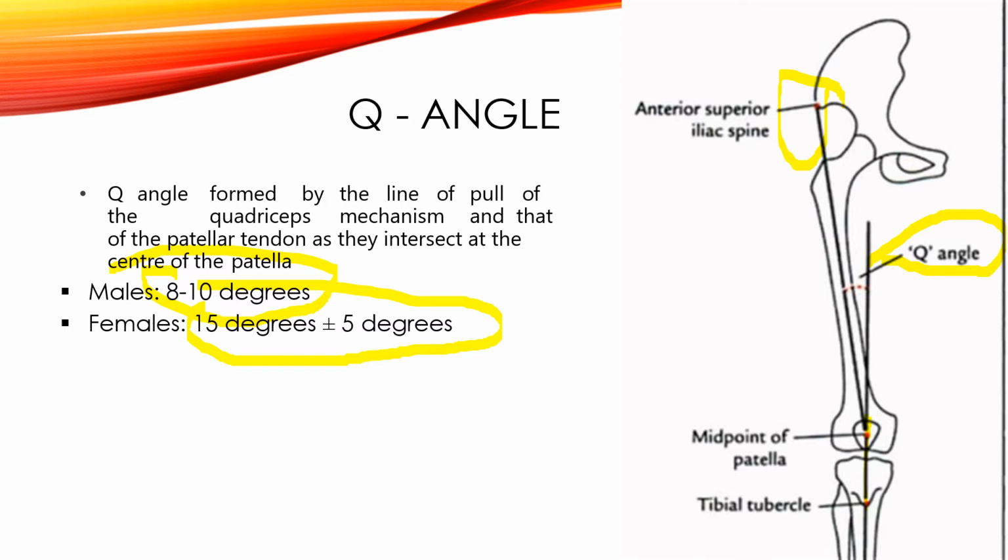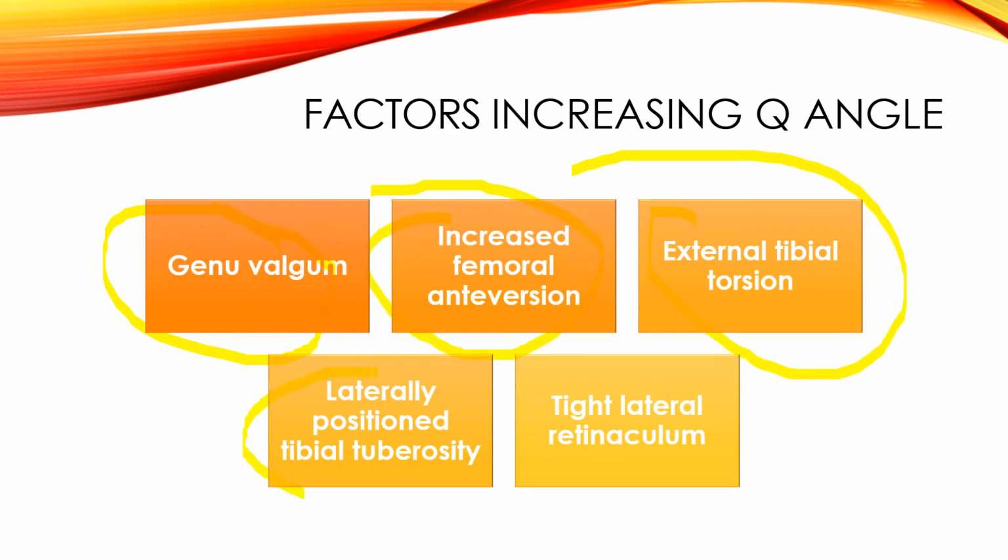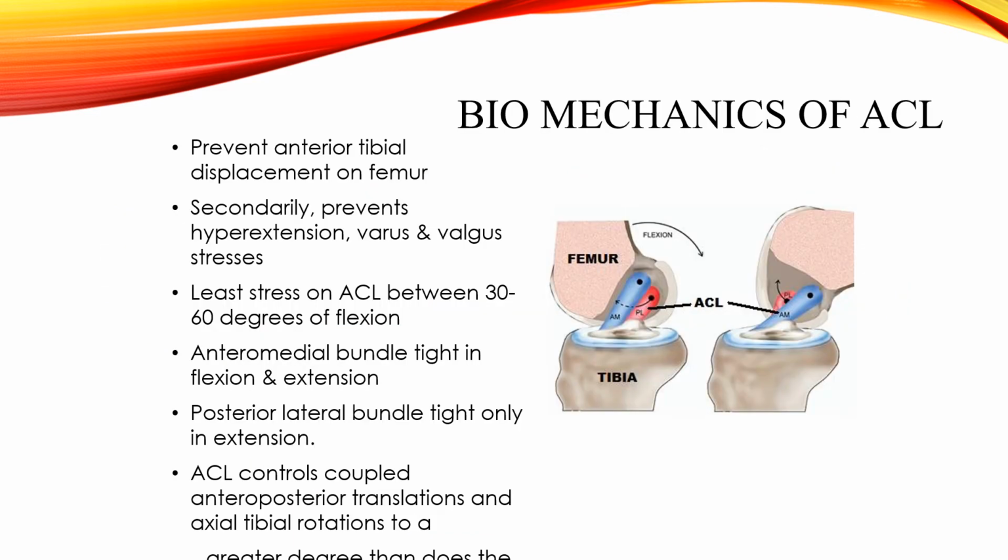So how do you measure this Q angle? The Q angle should be measured in full extension. The standing position is considered more suitable as it mimics the joint biomechanics during daily activities. Now what are the factors which influence the Q angle? The factors increasing the Q angle are genu valgum, increased femoral anteversion, external tibial torsion, laterally positioned tibial tuberosity and tight lateral retinaculum.